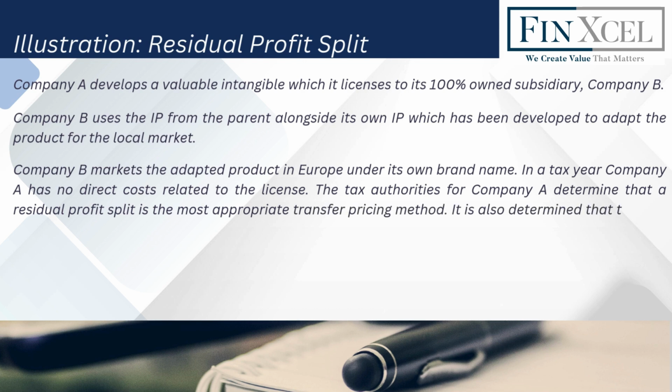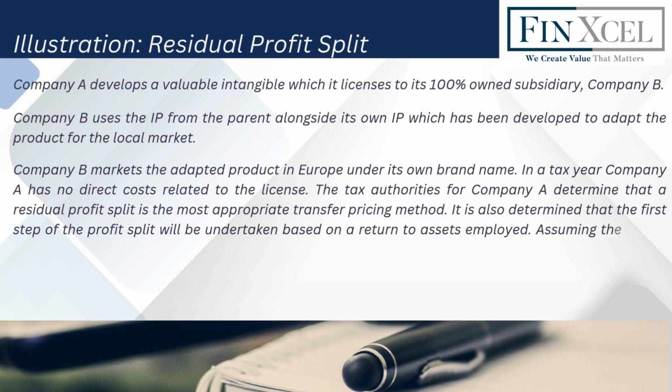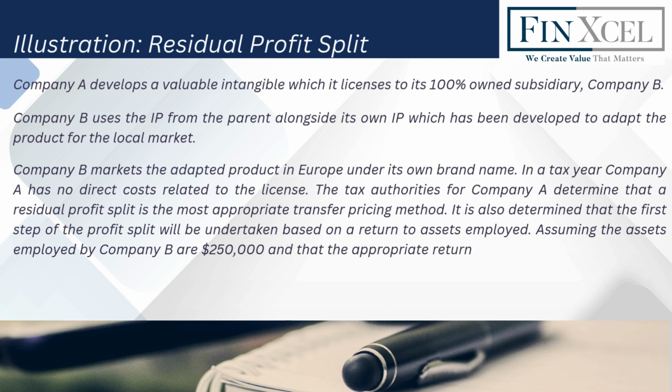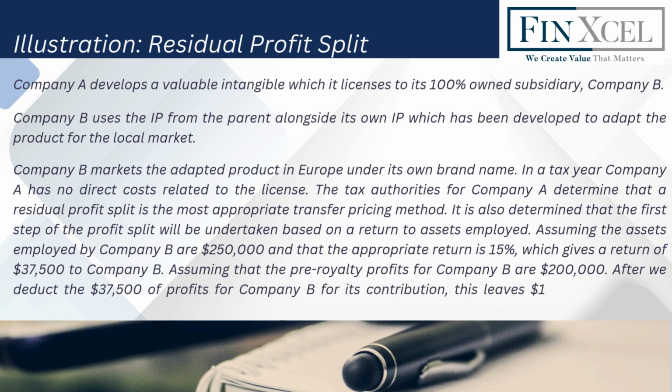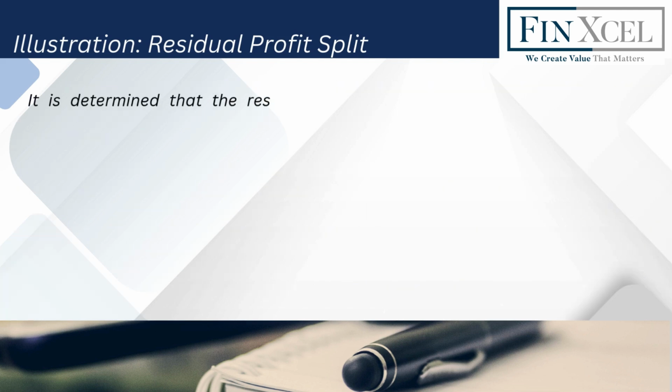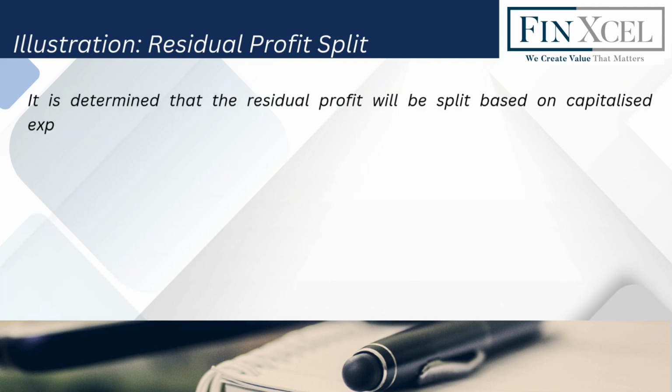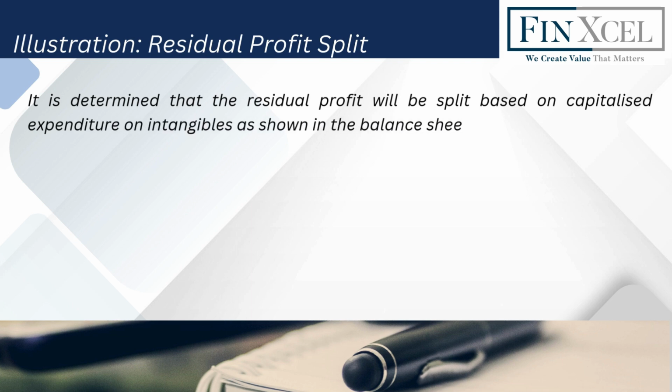It is also determined that the first step of the profit split will be undertaken based on a return to assets employed. Assuming the assets employed by Company B are $250,000 and that the appropriate return is 15%, which gives a return of $37,500 to Company B. Assuming that the pre-royalty profits for Company B are $200,000, after we deduct the $37,500 of profits for Company B for its contribution, this leaves $162,500 of residual profit left to be split. It is determined that the residual profit will be split based on capitalized expenditure on intangibles as shown in the balance sheet of each company.